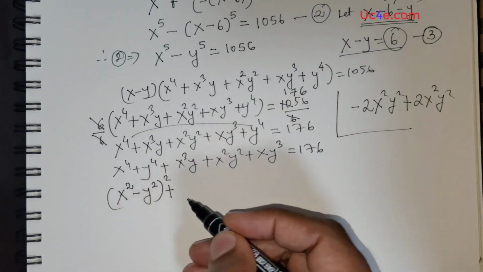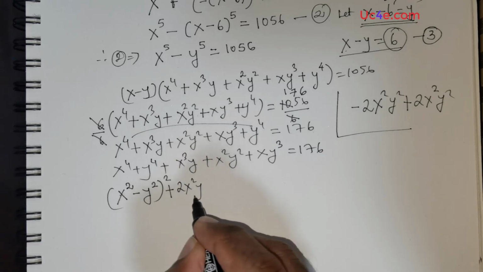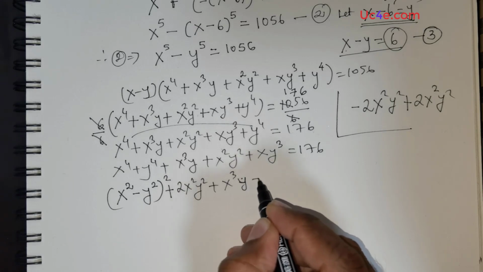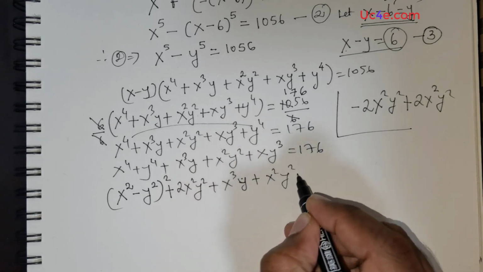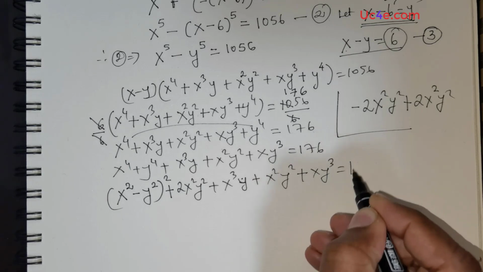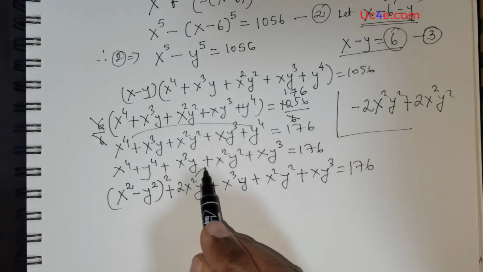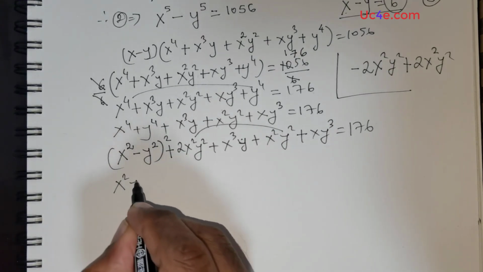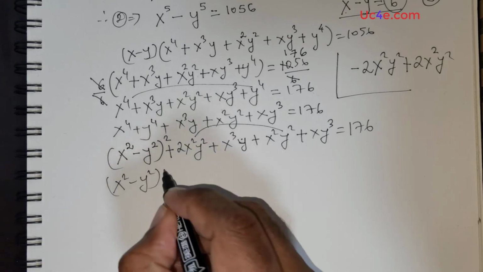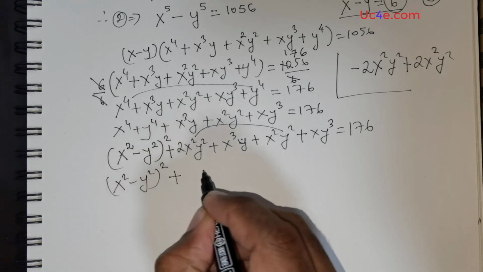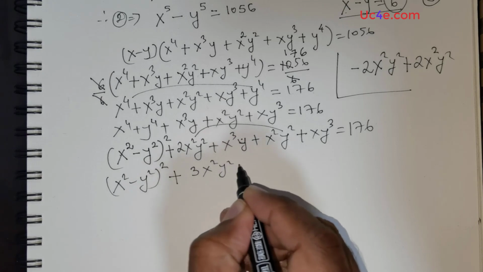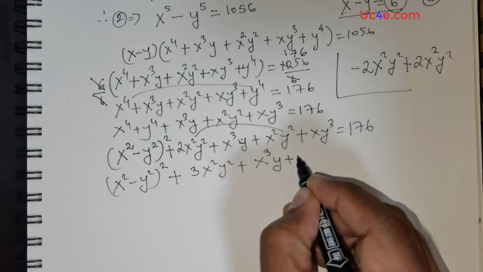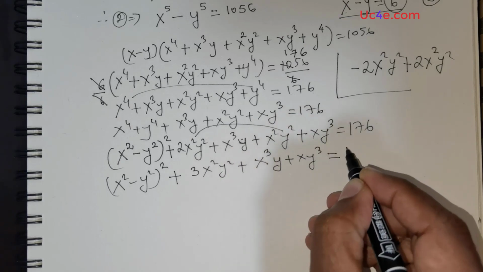So let me just add 2 times x squared y squared followed by x raised to the power of 3 y positive x squared y squared positive xy cubed is equal to 176. Now what I wish to do is I would like to club these two together and write the system in this following fashion: x squared negative y squared raised to the power of 2 followed by positive 3 times x squared y squared positive x cubed y positive xy cubed is equal to 176.